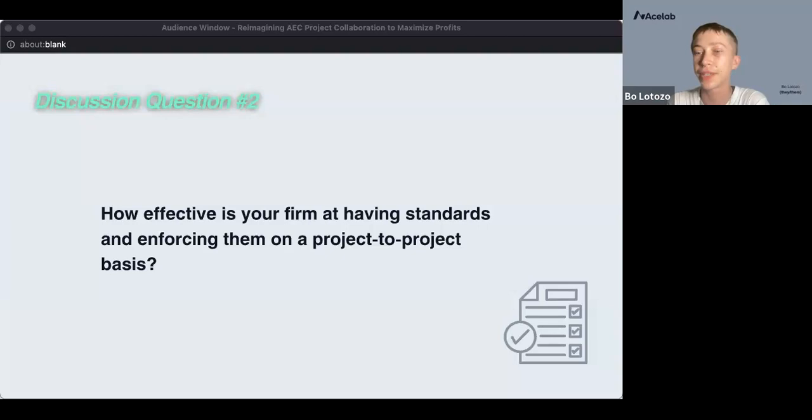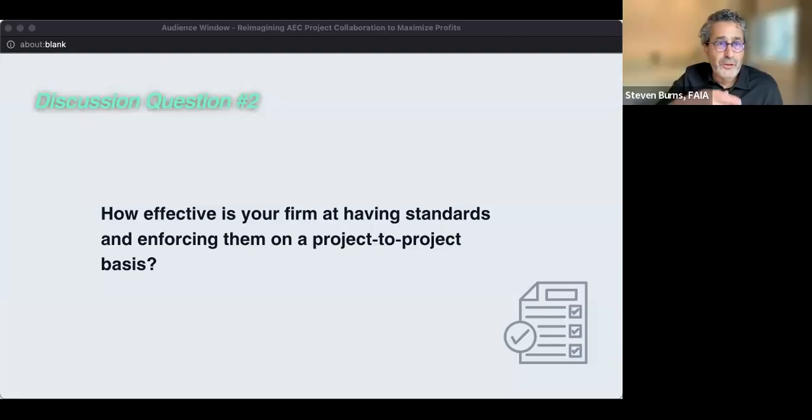Mm-hmm. Yeah, that's a great point. I'd love to know if you had a survey question for people on how many actually conduct a post-construction evaluation of their projects to really look at how are things holding up, especially with regard to new materials, and then bring their findings back into the firm to update their standards.